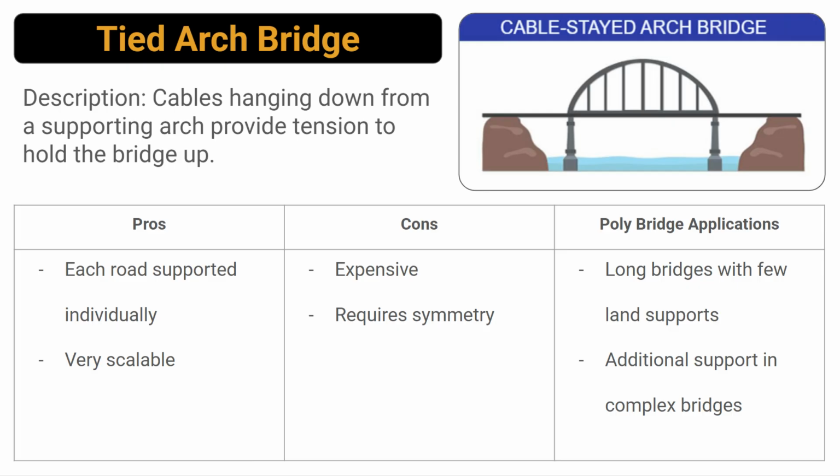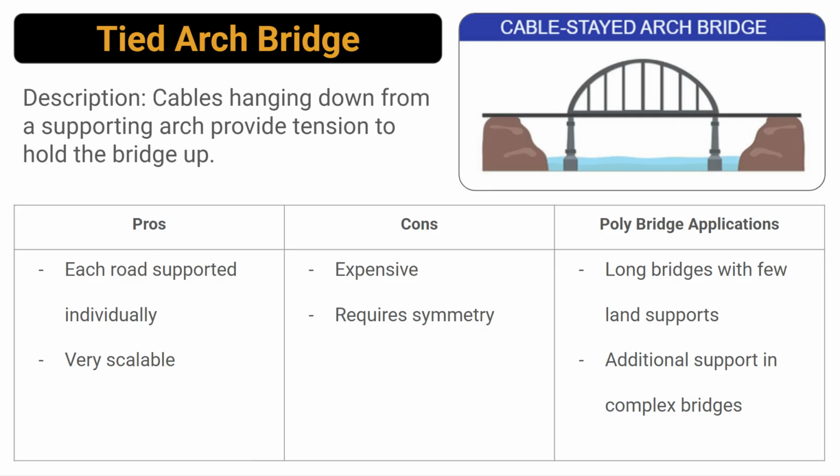The tied arch bridge is similar to the arch bridge, but instead of the roads being arched, the supports are arched and cabled to the road, providing tension to the bridge. This is more accessible for all types of vehicles, though it is much more expensive than an arch bridge, requiring more expensive materials and more supports in general.